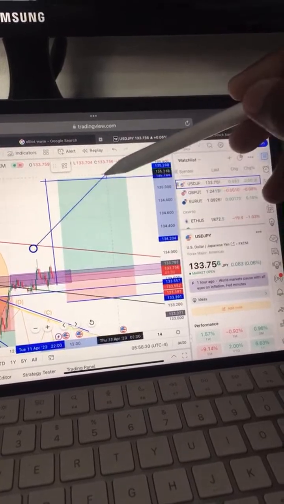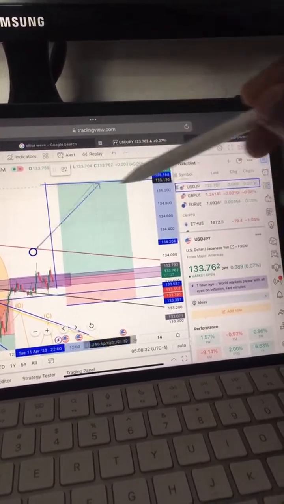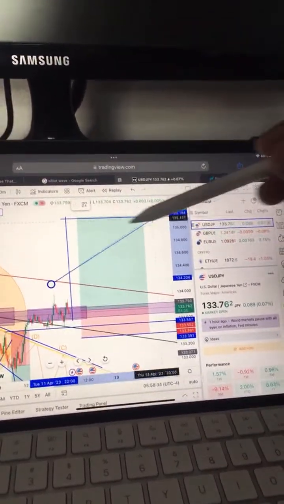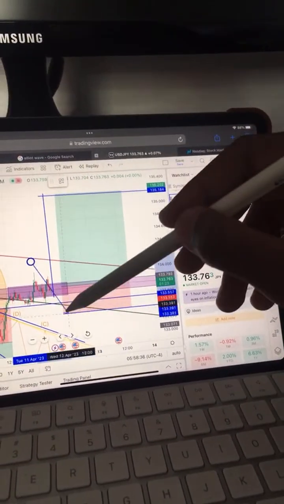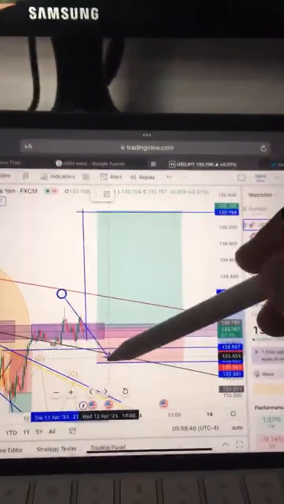Then I will hold until it reaches this price. This is my target price or my take profit, and my stop loss is right here. This is my stop loss right there. So I think I'm done with USDJPY, and for now I'll analyze GBPUSD.